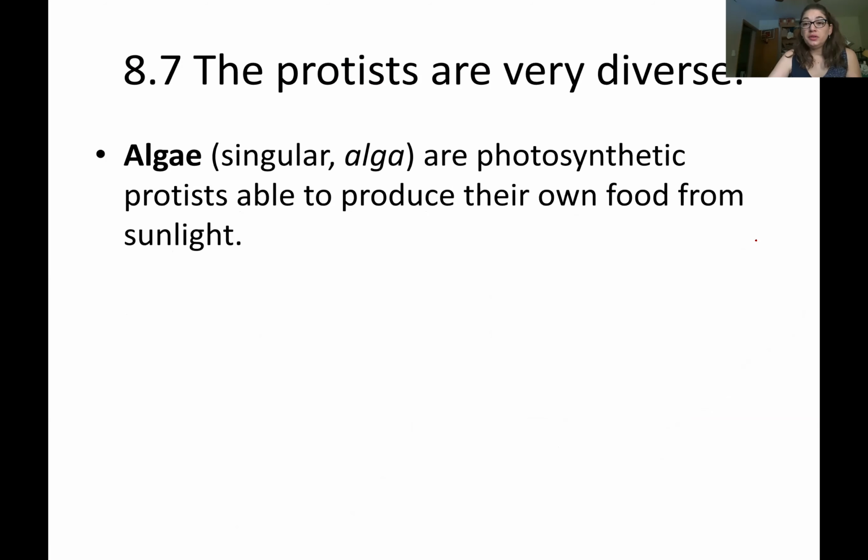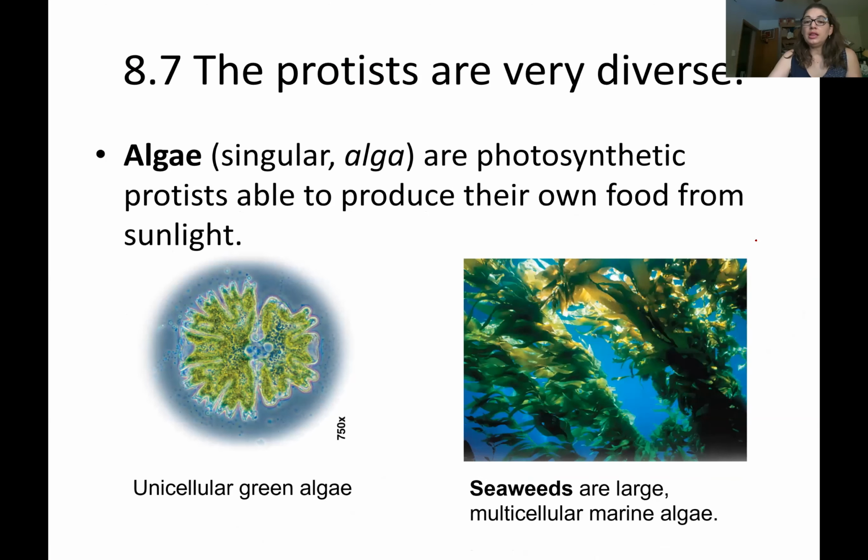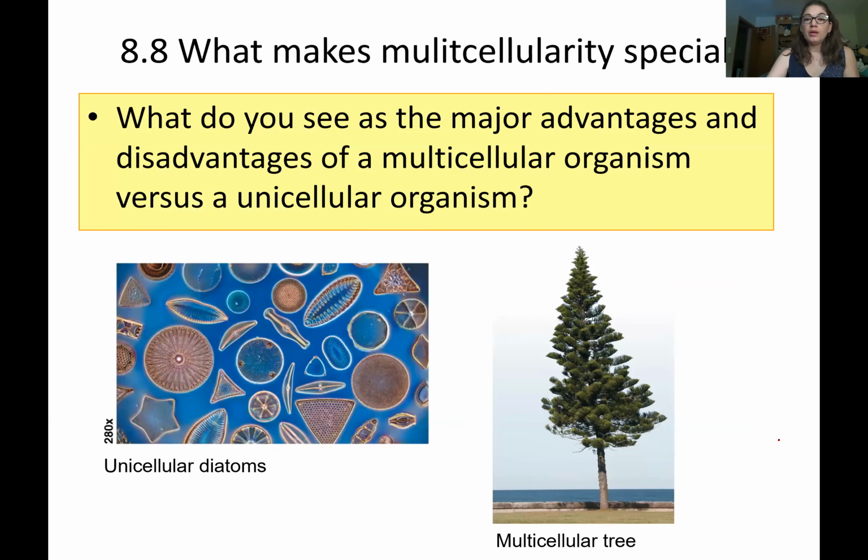Algae, or singular alga, though people usually say algae. These are photosynthetic protists that produce their own food from sunlight through photosynthesis. So algae can be single-celled or multicellular, like this large brown kelp, and those can be hundreds of feet long. They're complex protists.